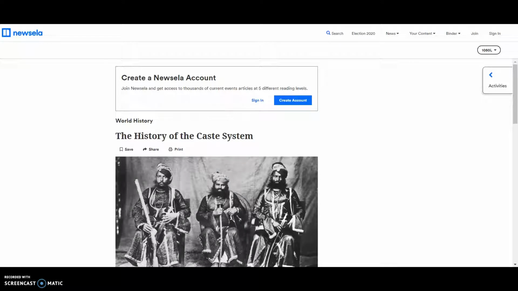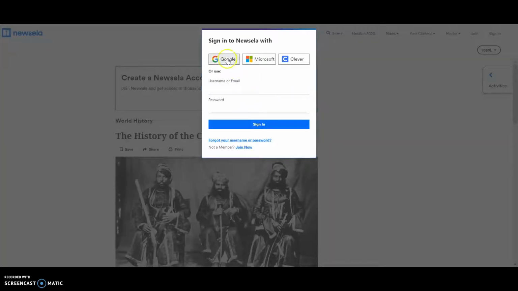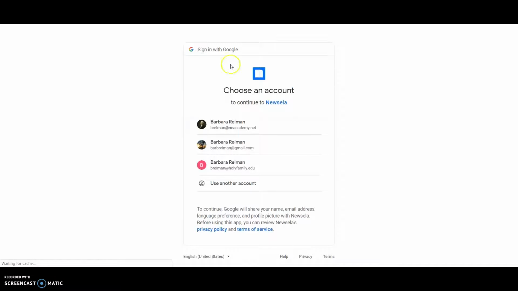You're going to click on the history of the caste system in Google Classroom, and then you're going to get to this page here, and you're going to click sign in, which you're going to do right here, and you're going to sign in using Google. So click on Google, and then choose your NEA Academy email, which will take you to the page itself.